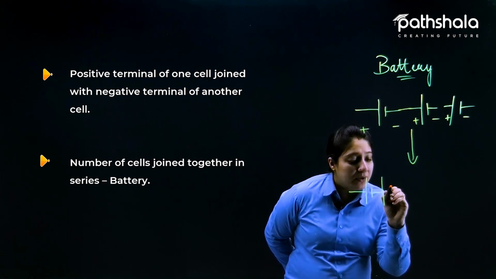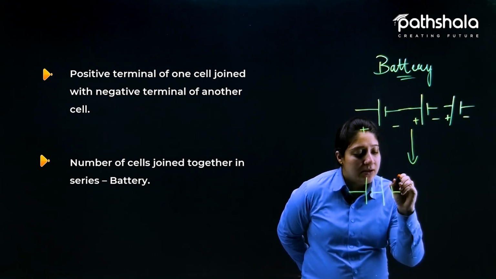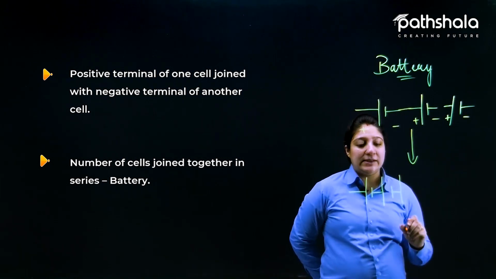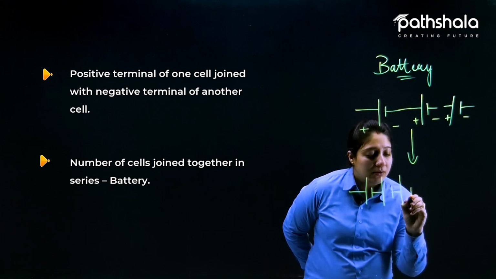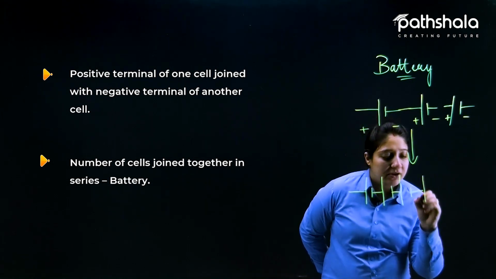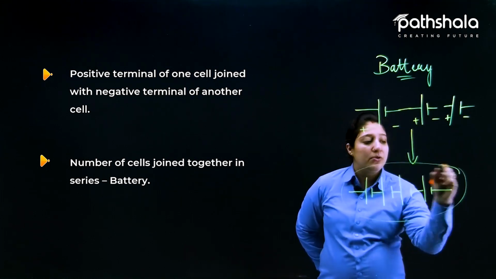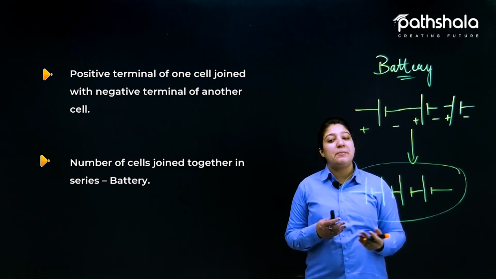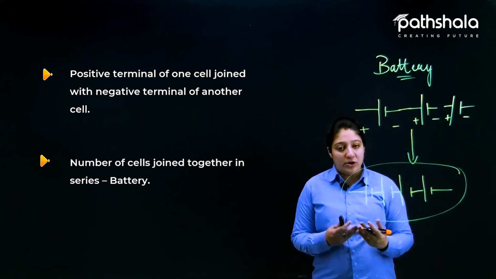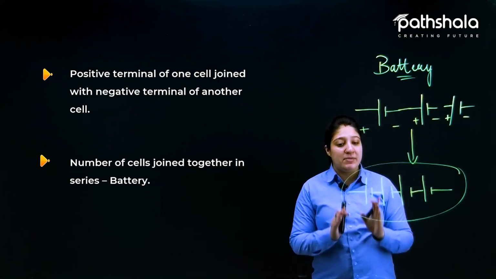Now again, the negative terminal of the second cell is connected with the positive terminal of the third cell. Again, the negative terminal of the third cell is connected with the positive terminal of the fourth cell, and like this, the grouping keeps on going, depending on the number of cells or the voltage you require in that device. So that is how the connection is made.